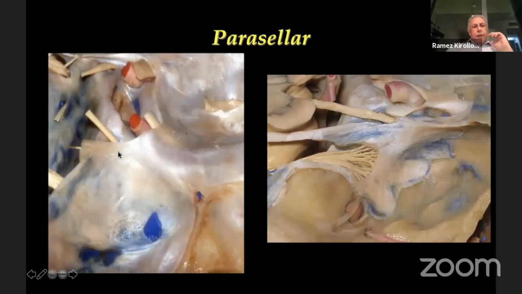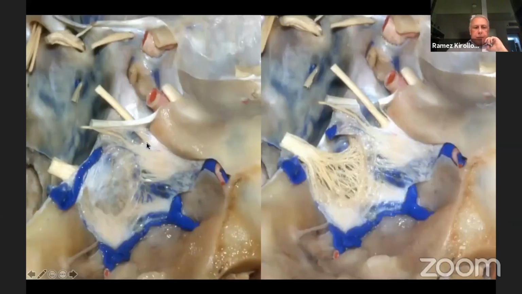Now, if you look from inside to try to correlate, this is the middle fossa on the right side. So to orientate you, this is the optic nerve, carotid. This is the top, this is the posterior. And then if we peel, we start to get the Meckel's cave and the cavernous sinus, which are both potentially the same place here.